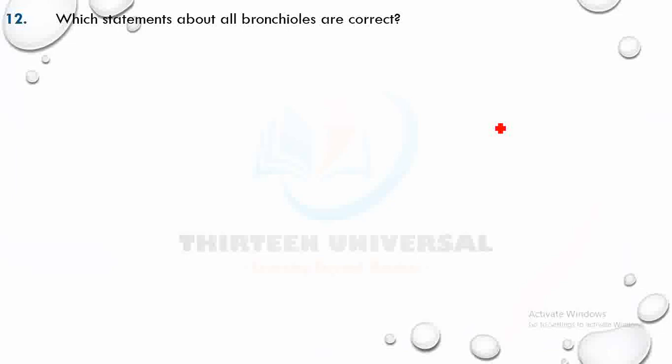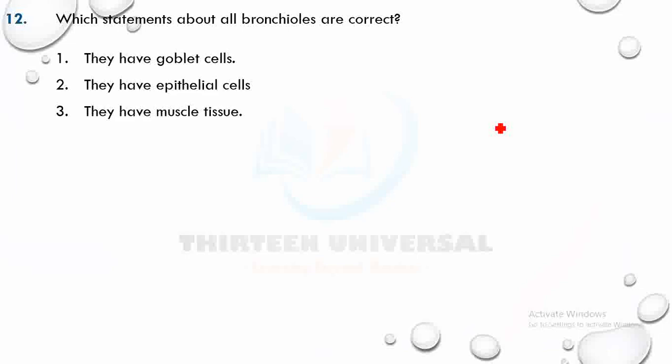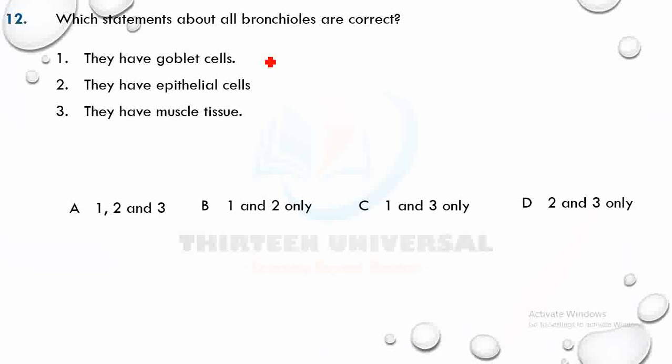Which statement about all bronchioles is correct? I think this question has been repeated again. Pause the video and get the answer without wasting time. They don't have goblet cells, guys. They have epithelial cells, sure. They have muscles, sure. So 2, 3.